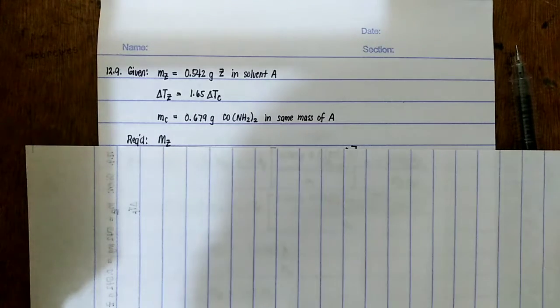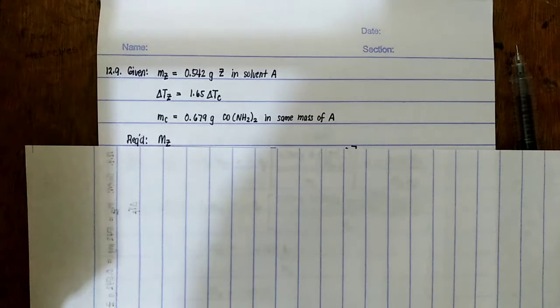We have here the information given to us in item 12.9 of Levine. So in this particular item, you have here 542 milligrams or 0.542 grams of a non-electrolyte compound which is unknown, which we'll now call Z, being dissolved in a certain mass of the solvent A.